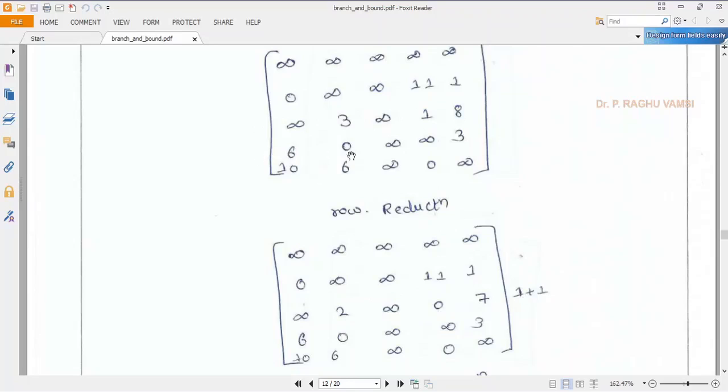Next, I go for the fourth row. So here 0 is the minimum cost that we have found. And in the fifth row, 0 is the minimum cost. So no need to do anything.